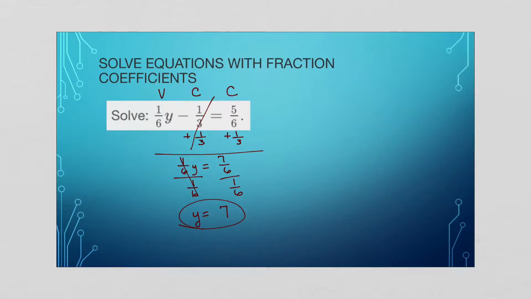So now if you want to check your work, you could take that 7 and put it where you see y. So I'm going to use a different color. Here we go. So 1/6 times 7 minus 1/3, does that equal 5/6? And again, I would grab the calculator and start typing things in. So 1/6 times 7 minus 1/3, and I get 5/6. And because those two things are equal, I know that this is my correct answer.